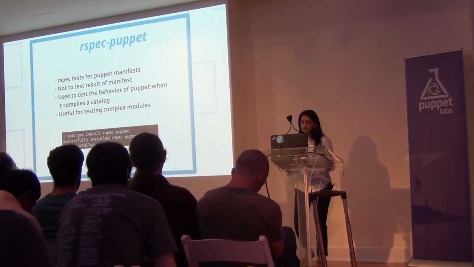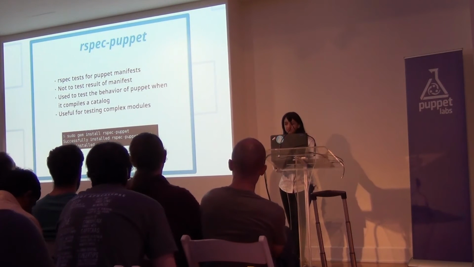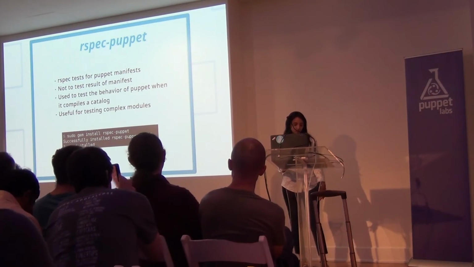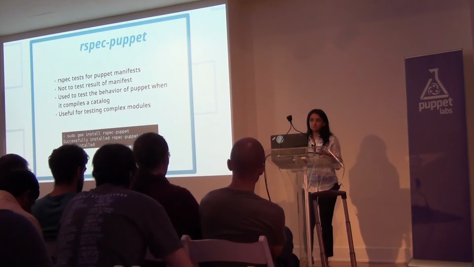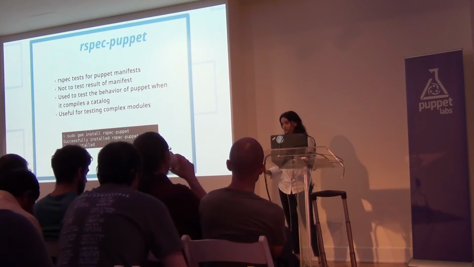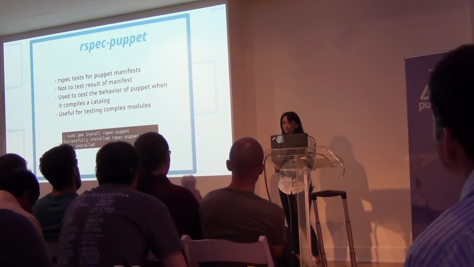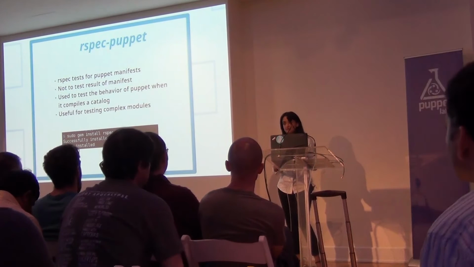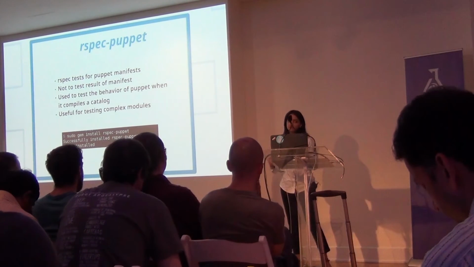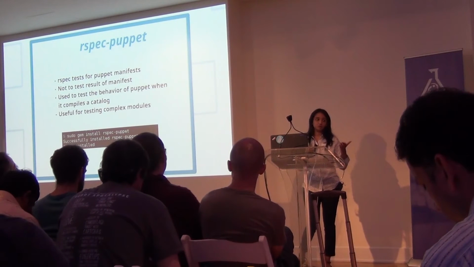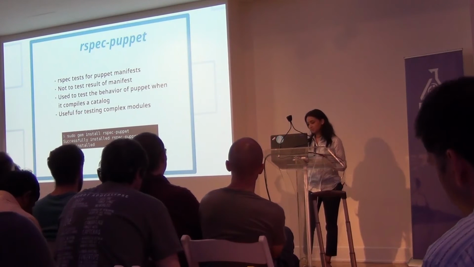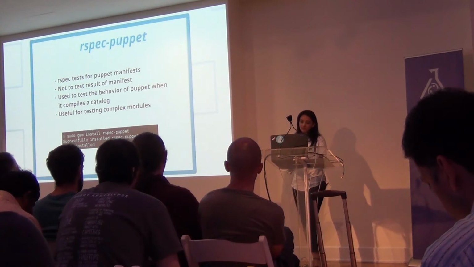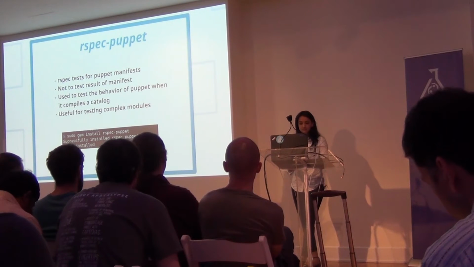RSpec Puppet, this is my favorite tool. As the name suggests, it can be used to write RSpec tests for your Puppet manifest. RSpec Puppet cannot be used to test the results of a manifest on your system. You don't know how a module is going to behave in a system using RSpec Puppet. Rather, it's used to test the behavior of Puppet when a catalog is compiled. Does your catalog contain X, Y, and Z resources? Does it behave as you expect? Does it create the catalog the way you expect it to? This is used for testing more complex modules. A simple module like the sshd one that we just wrote probably doesn't warrant an RSpec test.